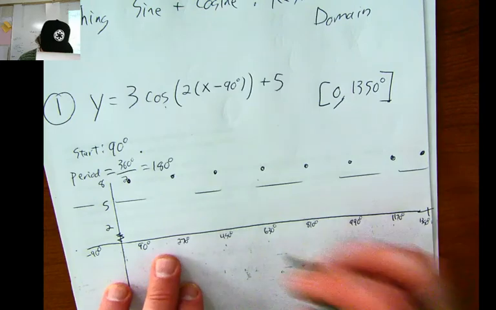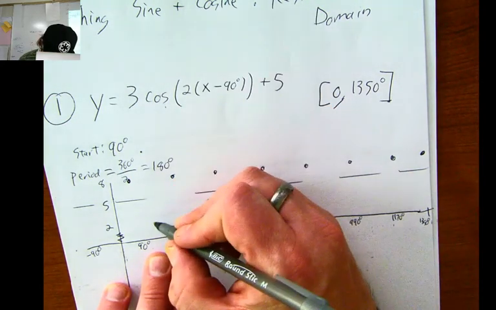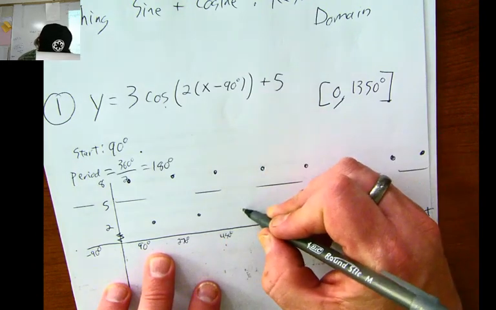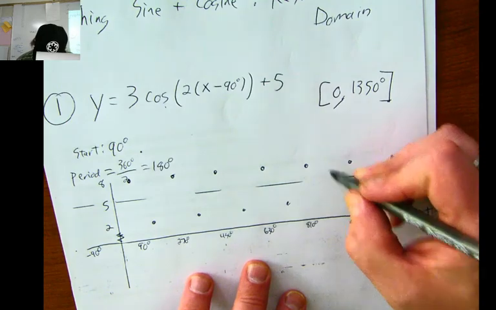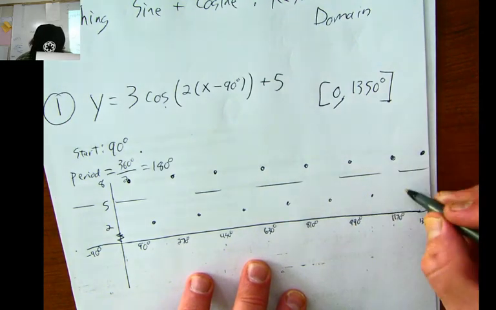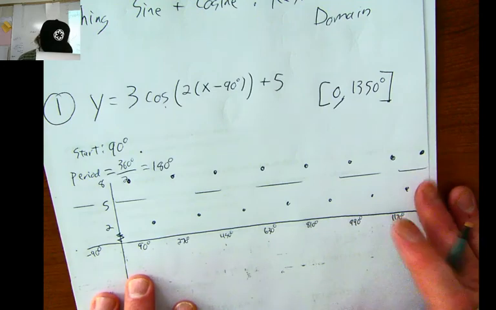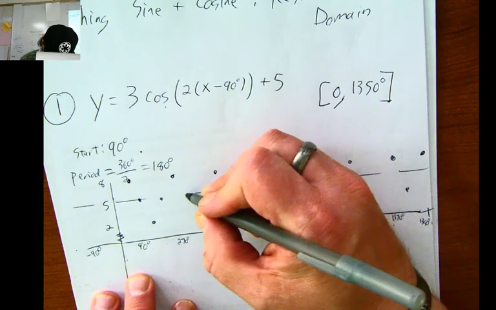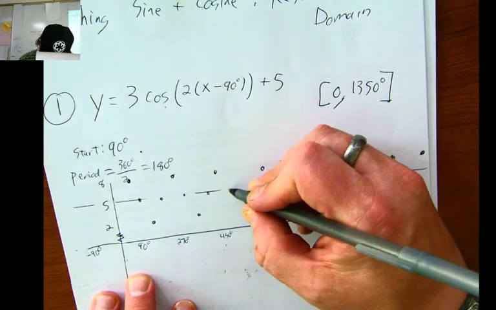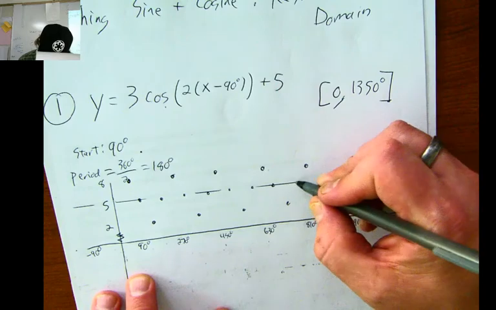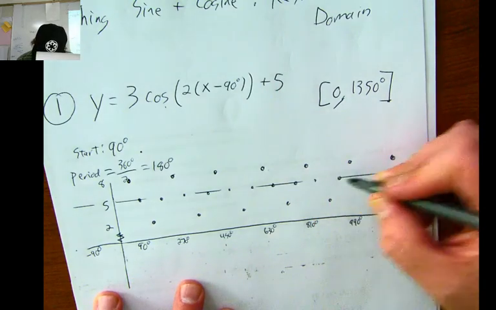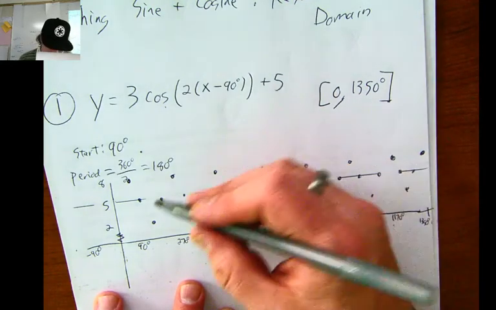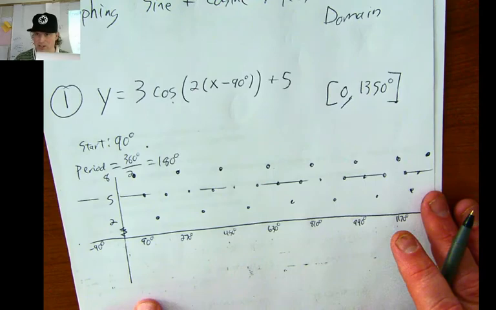Their midpoints would be at the bottom. So the midpoint of this would be here, midpoint of this would be here, midpoint of this would be here, here, here, here, and there. And then their midpoints would all be on the axis. So I'm still putting 5 dots in for every period. I'm just not asking you to have every single point on this x-axis labeled so that you're not killing yourself.